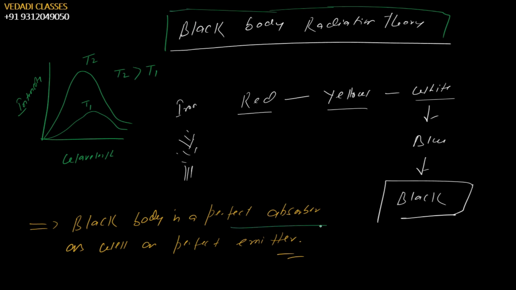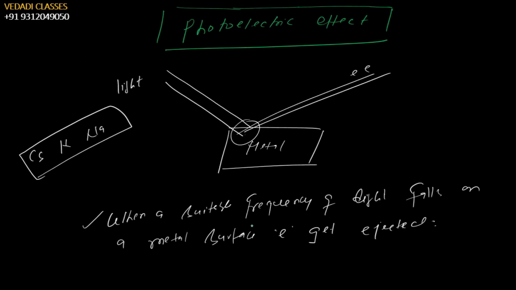So a black body is a perfect absorber as well as a perfect emitter. At different temperatures, the intensity of the wavelength will show different wavelengths. Now the photoelectric effect: when a suitable frequency of light falls on a metal surface.